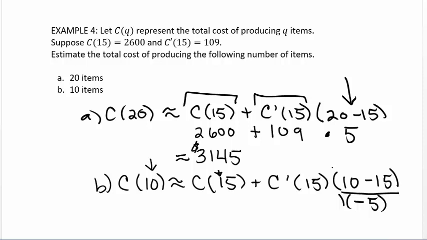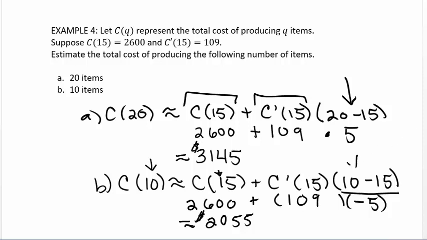The information we have is about what's happening at 15, but we wanted to know what was happening back at 10. Maybe for some reason we don't have that information, so we actually have to move in a right to left situation, which is not usually the way we're doing things. So again, we're going to fill in what we know, 2,600 plus 109 times -5. So 109 times -5 is -545. So if we add those together, we get that that is approximately $2,055. Now this makes sense because the cost to produce 10 should be less than the cost to produce 15, which we are able to get to because of this factor here.